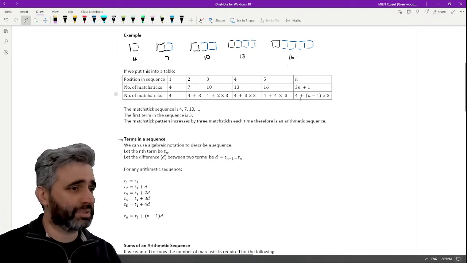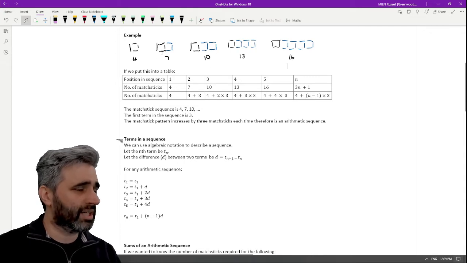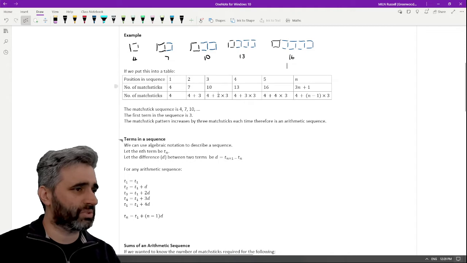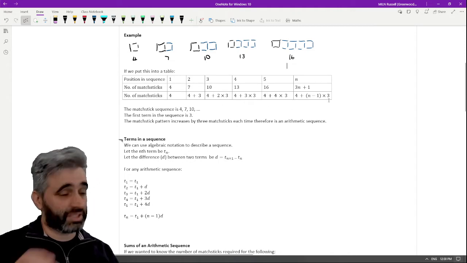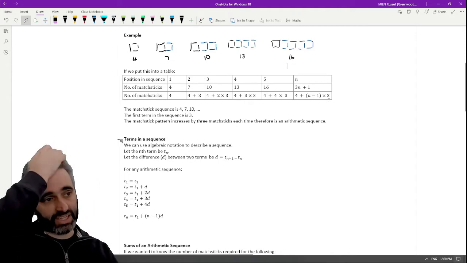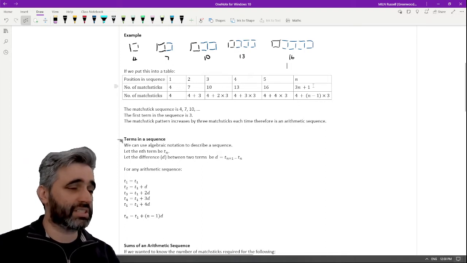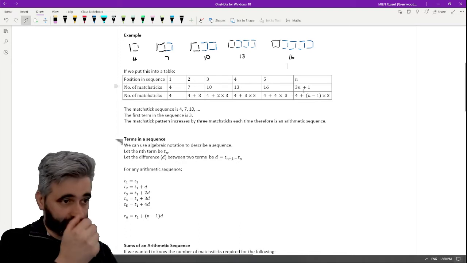Or we could look at it a little bit differently. We could say we started with 4 matchsticks, and then we did n take 1, so that's 1 lot of 3 for the second position, 2 lots of 3 for the third position, 3 lots of 3 for the fourth position. That's why we take away 1 from the position number. So if we look at that number and this one, there are always 1 less. And then times it by the difference. So each time we are adding on 3 more matches. Funnily enough, this simplifies to that if you multiply it out.